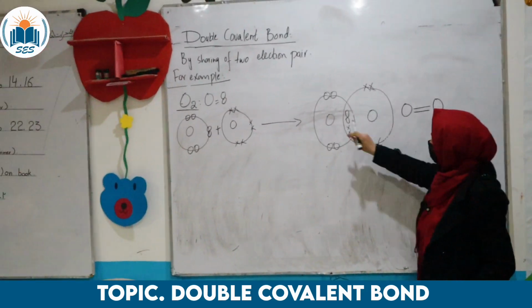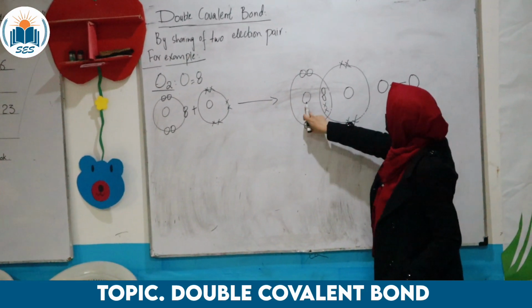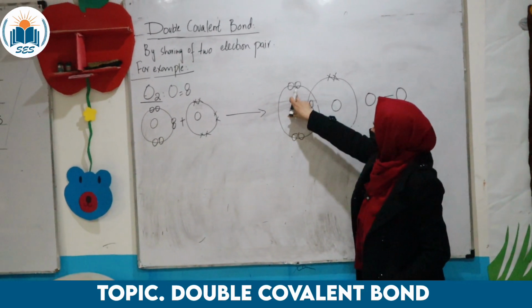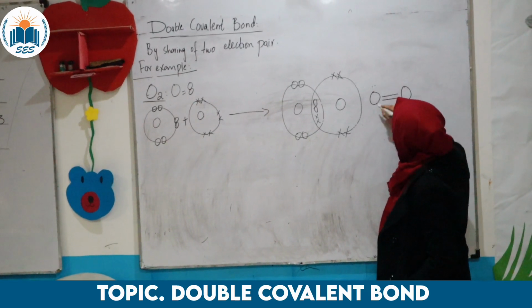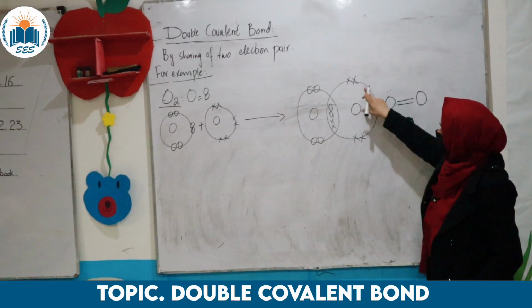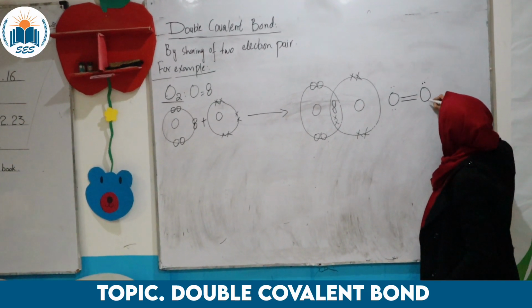Okay, lone pairs. How many lone pairs are there in case of one oxygen atom? 1, 2. These are the lone pairs that are not involved in bonding. Same, these are also the lone pairs.